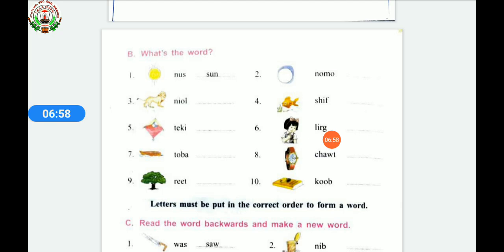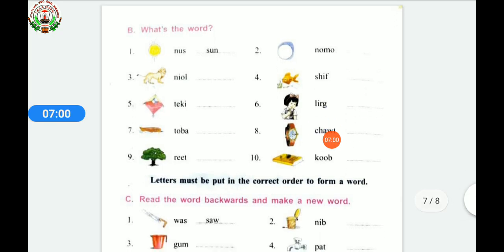The third one is of a lion. And what is written here? N-I-O-L. Again, the letters are arranged in a jumbled form. What is the correct spelling of lion? L-I-O-N. So you have to write correctly in the given blank space there.